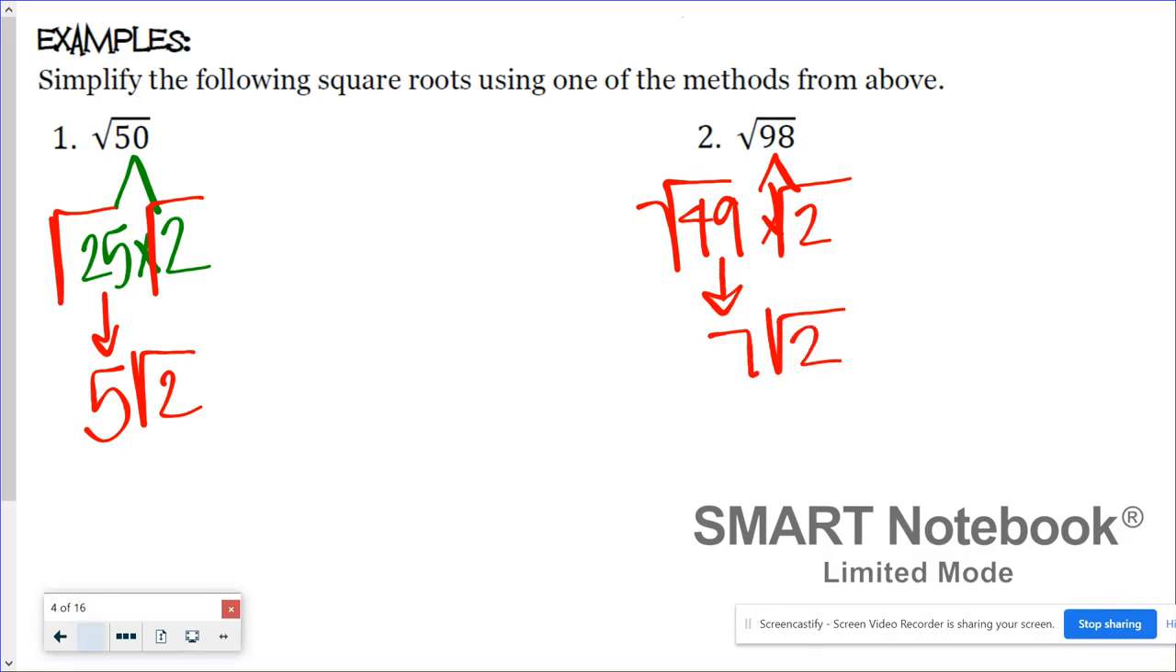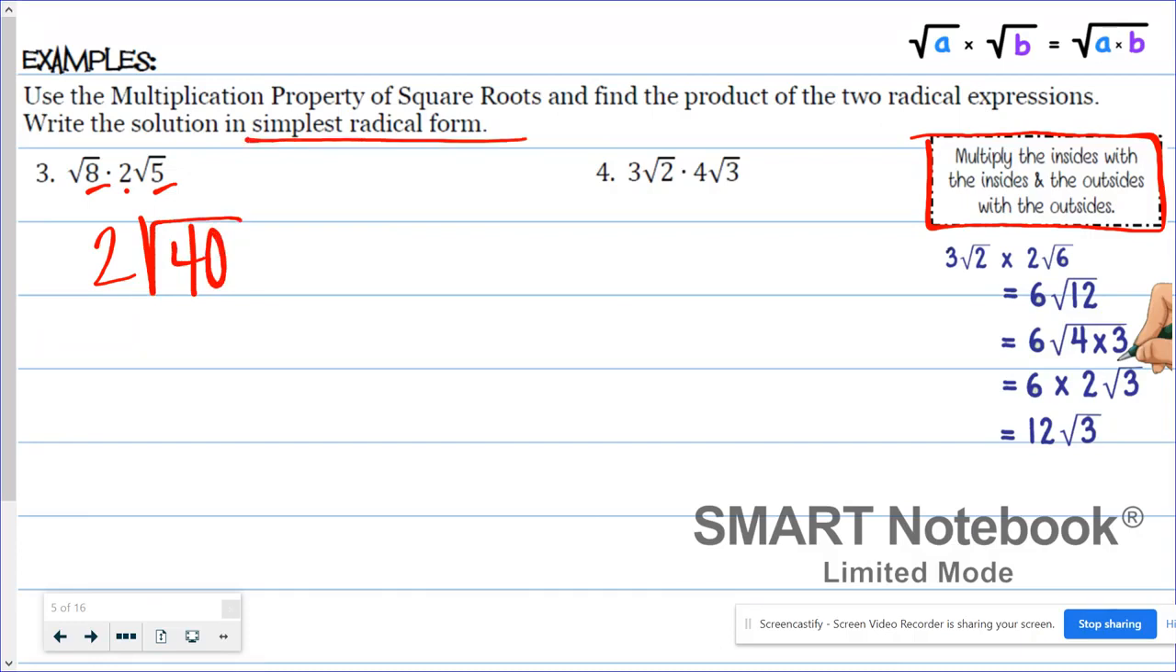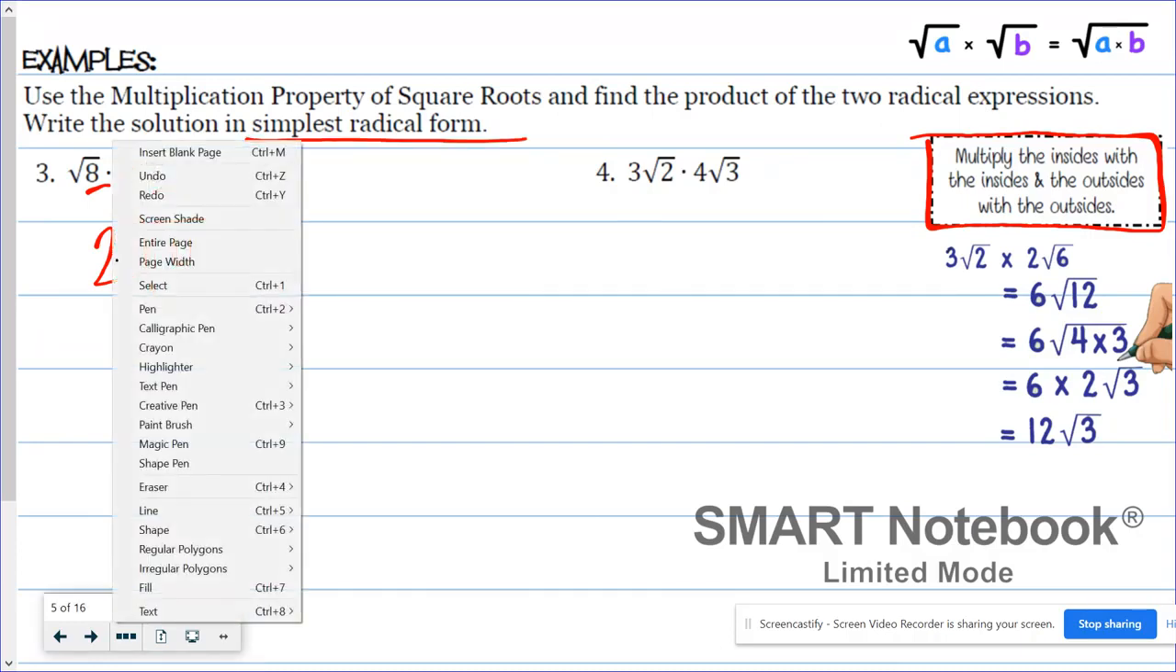Now in problems 3 and 4, we're going to multiply first, and then we're going to simplify, okay? Remember, when we multiply, we simply multiply insides with insides and outsides with outsides. So when I look at number 3, I have the square root of 8 times 2 root 5. So if I multiply my outsiders, well, there's only one of them, so I simply get 2. If I multiply my insides, 8 times 5 is 40. So that's my product. Now I need to write this in simplest radical form.